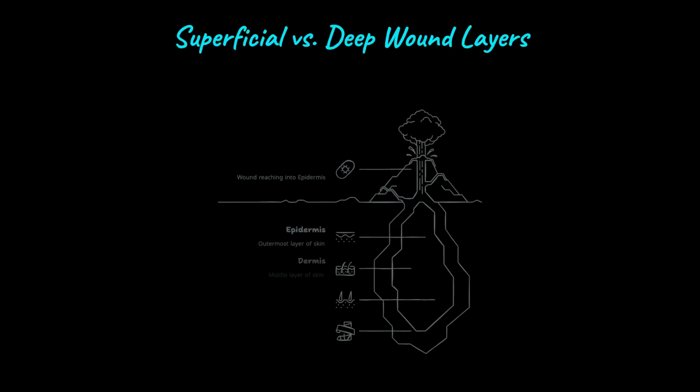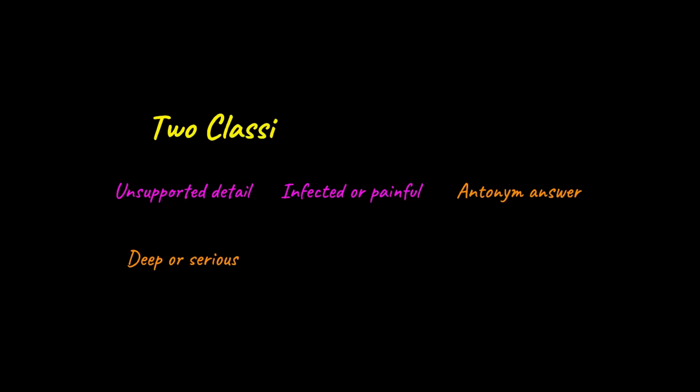The word superficial means affecting only the surface. In wound terms, limited to the epidermis without reaching the dermis, fat, or muscle below. A passage describing a superficial wound will use phrases like outermost skin, did not reach deeper layers, or no sutures required, all of which confirm that surface level meaning.